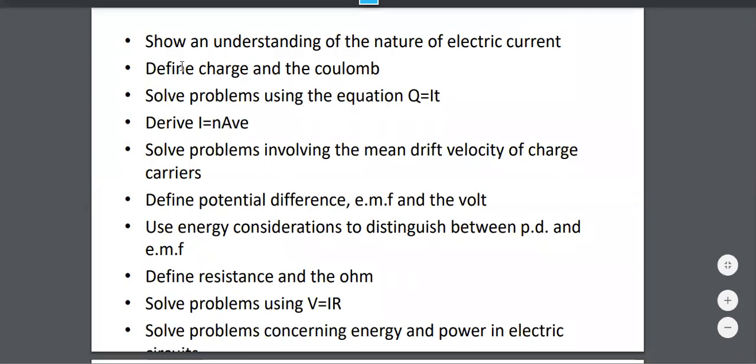All right. Define charge in a coulomb. Solve problems using the equation Q equals IT. Derive I equals NAV. Solve problems involving the mean drift velocity of charge carriers. Define potential difference, EMF, and the volt. Use energy considerations to distinguish between PD and EMF. Define resistance in the ohm. Solve problems using V equals IR. Solve problems concerning energy and power in electric circuits.